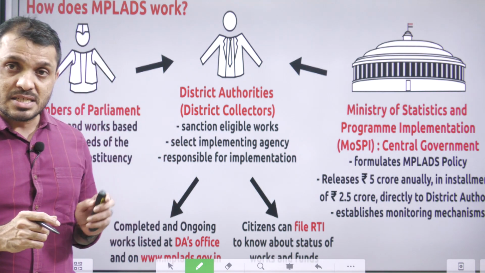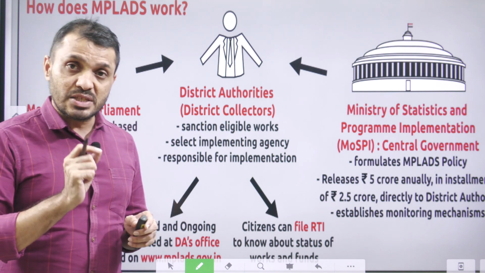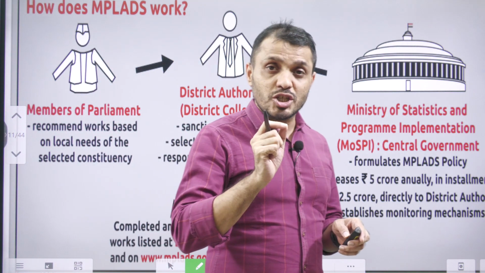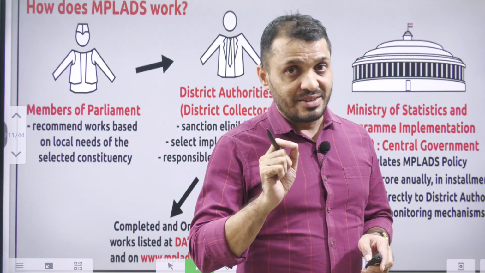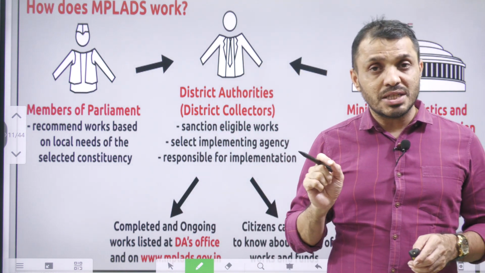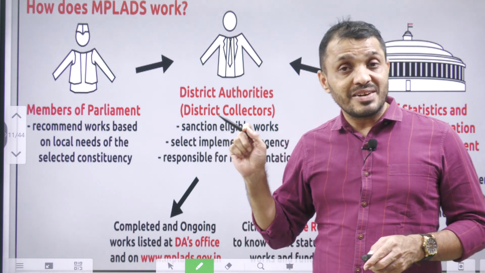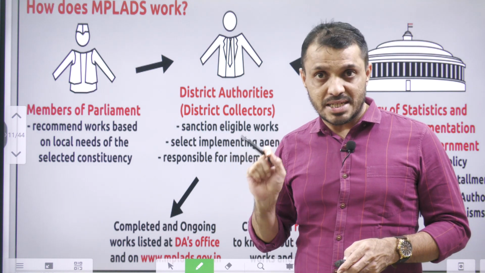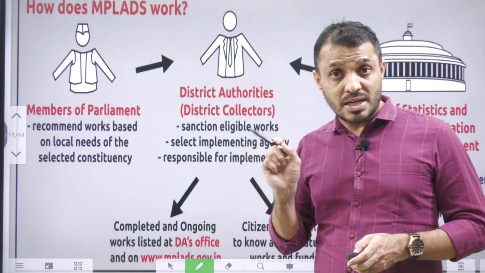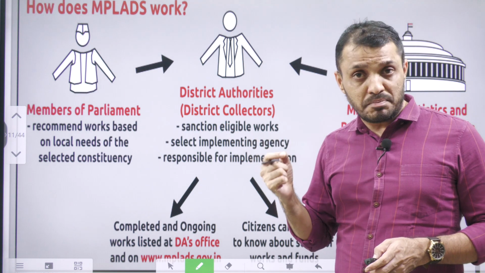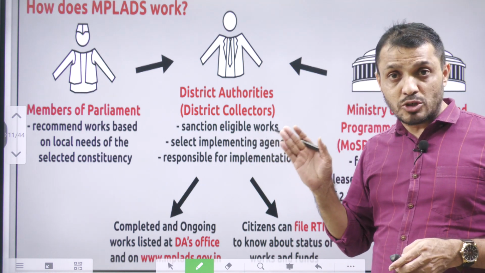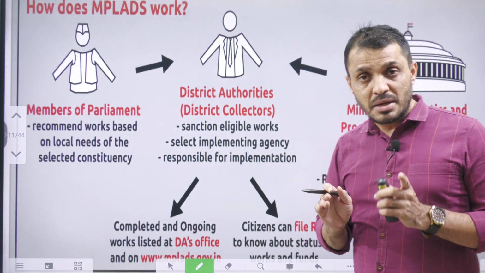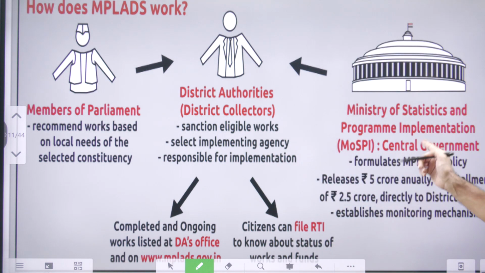MPLADS, first you have to know, stands for MP Local Area Developmental Scheme, and this scheme is generally operated by the district level nodal agency, that will generally be the collectorate. Here the MP will recommend certain developmental works which generate durable assets, and once these works are recommended by MPs, they will be taken up and executed by the district nodal agency. At the union level, this scheme is operated by the Ministry of Statistics and Program Implementation.